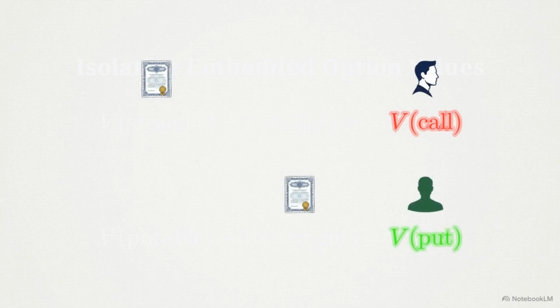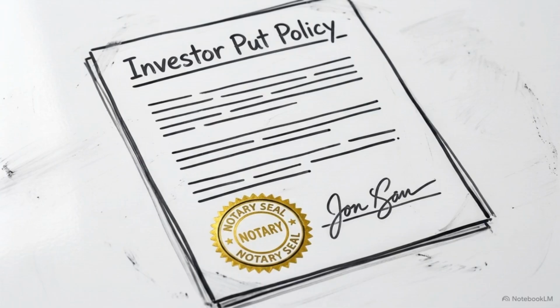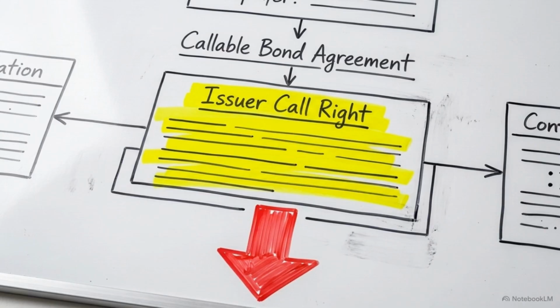We can use these results to isolate the exact value of the embedded options. Subtracting the callable bond price from the straight bond gives us the value of the call, while the puttable bond's price minus the straight bond reveals the value of the put. From a valuation perspective, a puttable bond is an insurance policy where the investor pays a premium, while a callable bond is a right sold by the investor in exchange for a discount.